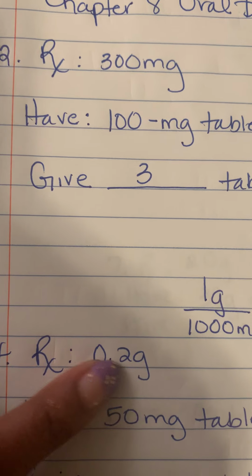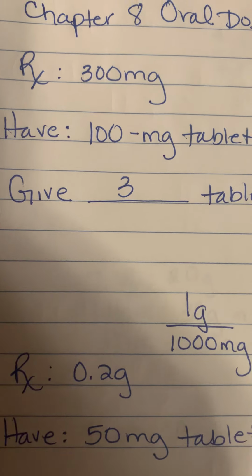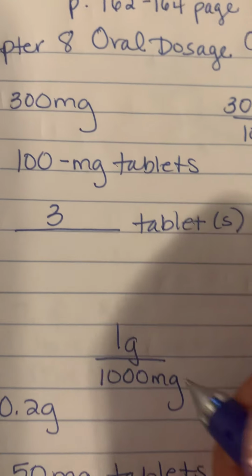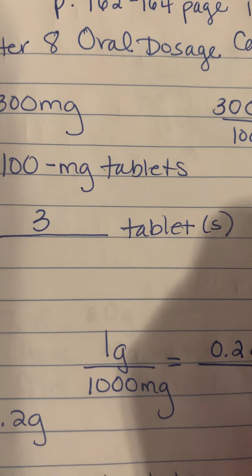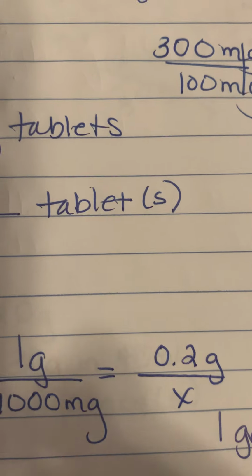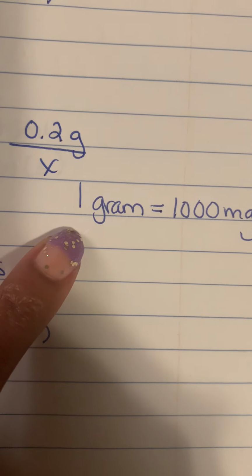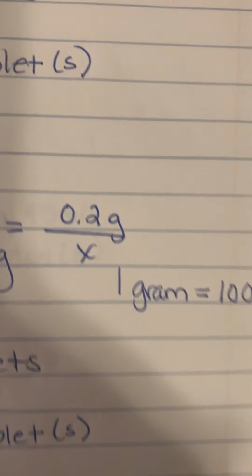Okay, so this needs to be the 0.2 grams. I need it to be milligrams. So let me set up my proportion. This is going to be 0.2. The grams goes here at the top. And I wrote you a little note right here. 1 gram equals 1,000 milligrams.